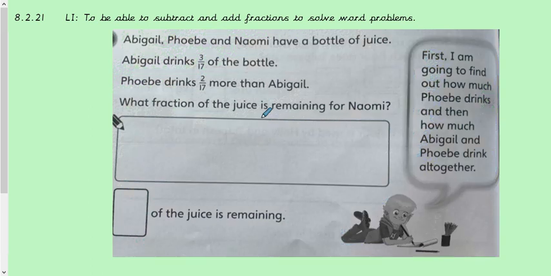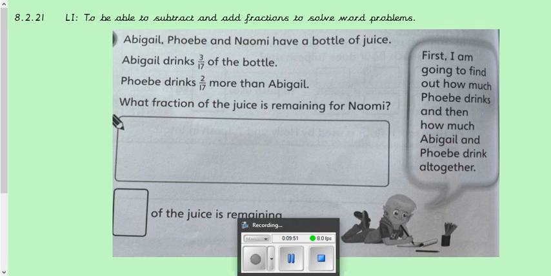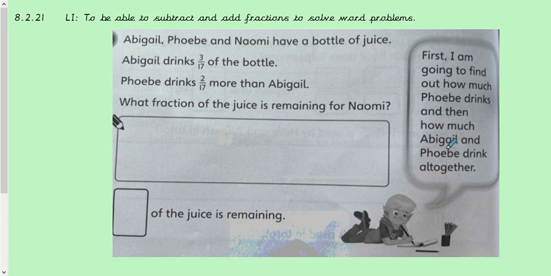Abigail drinks 3/17 of the bottle. Phoebe drinks 2/17 more than Abigail. What fraction of the juice is remaining for Naomi? So this one is quite complicated, hence why I left this part of the question on there for you to help you out with it.